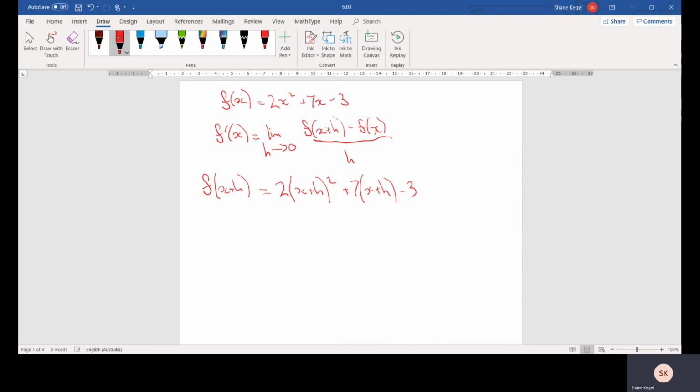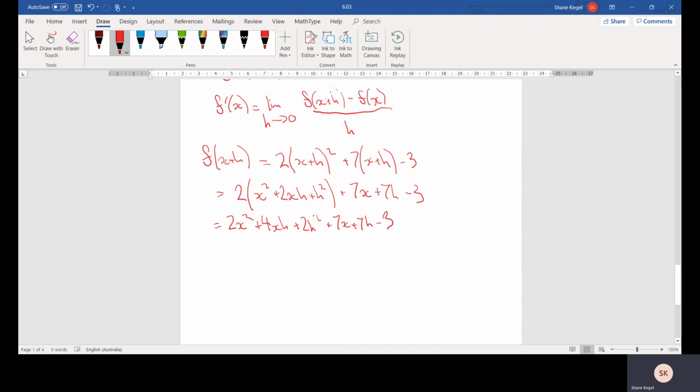Okay, so expanding my (x + h) squared here, I get 2 bracket. Now we had x squared plus 2xh plus h squared. I can expand this out, plus 7x plus 7h minus 3. Cool. So expanding the last bracket now, I get equals 2x squared plus 4xh plus 2h squared. And I'm just going to add on my last bits, plus 7x plus 7h minus 3.